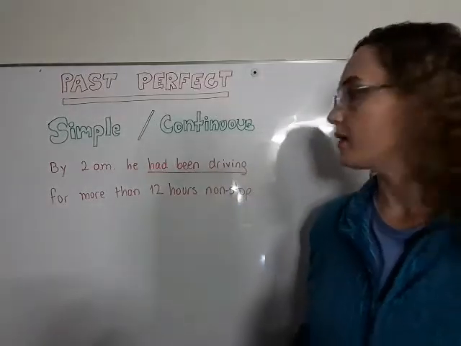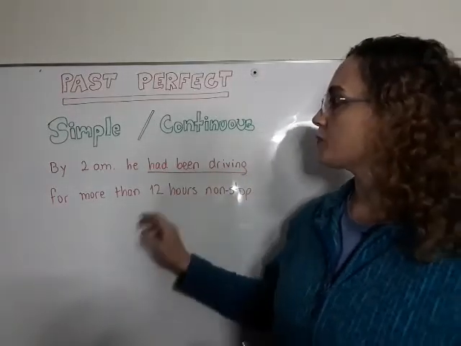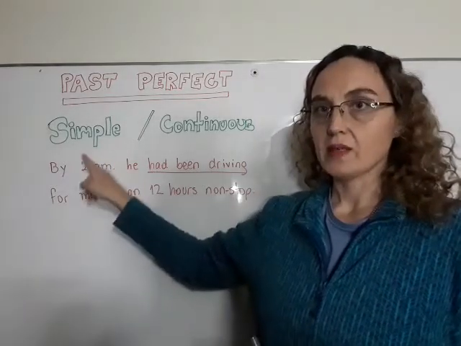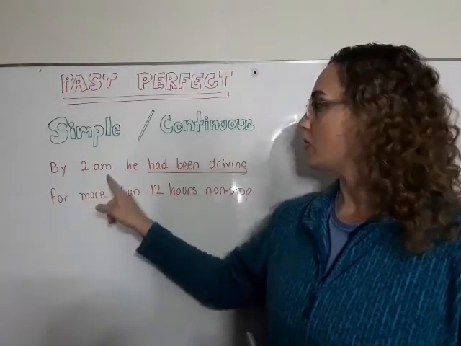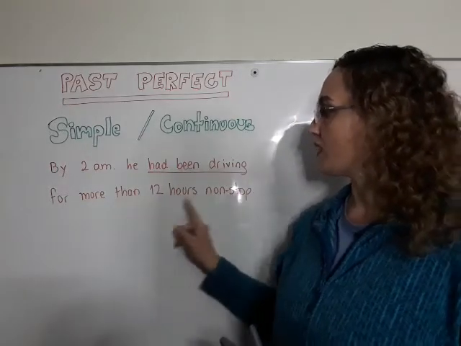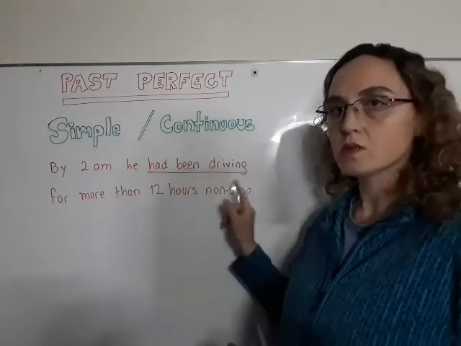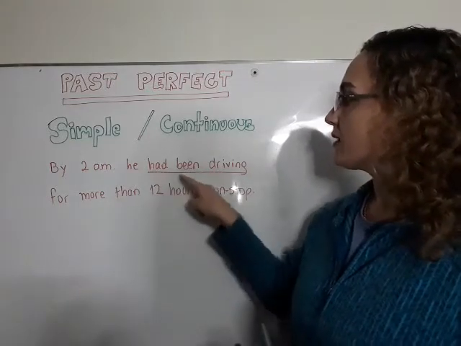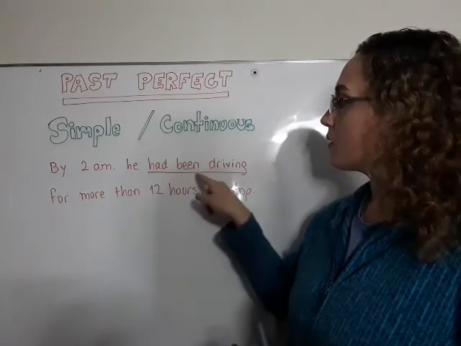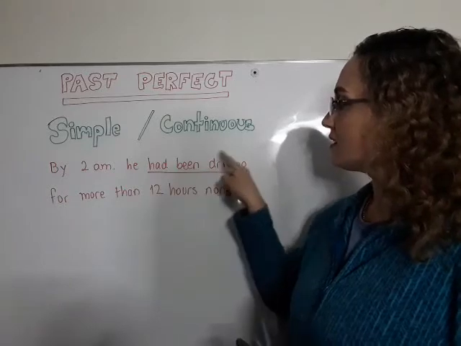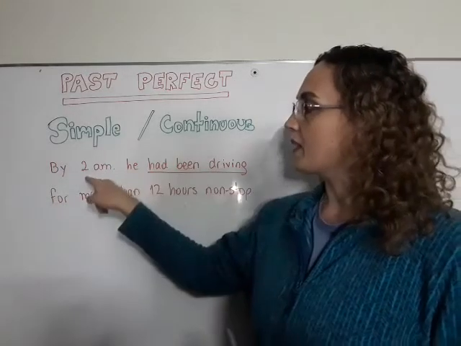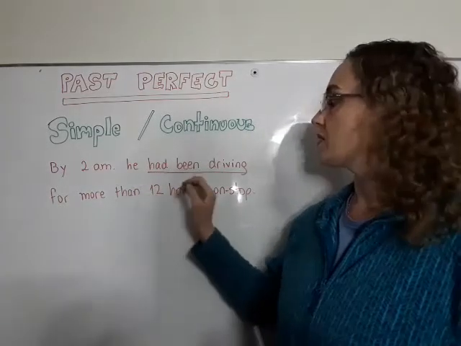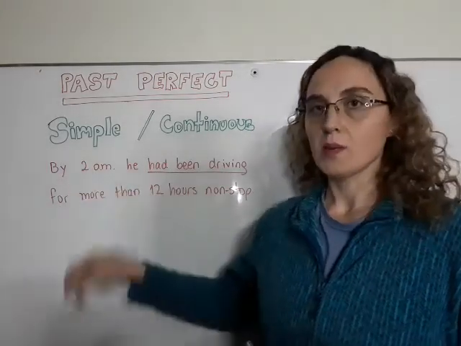Now we have an example with past perfect continuous. By 2 a.m., and we have the specific moment in the past, by 2 a.m., he had been driving for more than 12 hours non-stop. Yes? So in this example we use the continuous tense because this activity was still happening at that moment in the past, or the activity had results at that moment in the past.